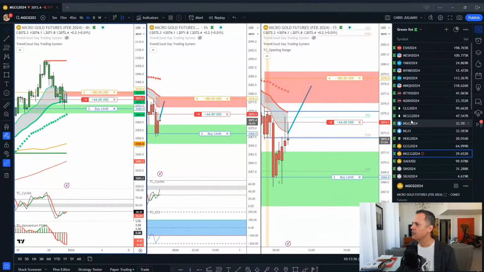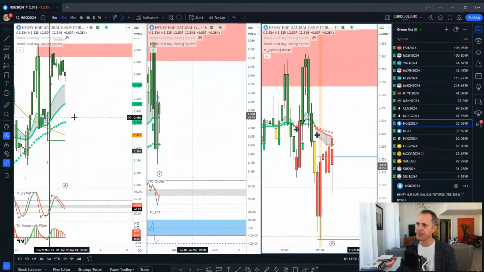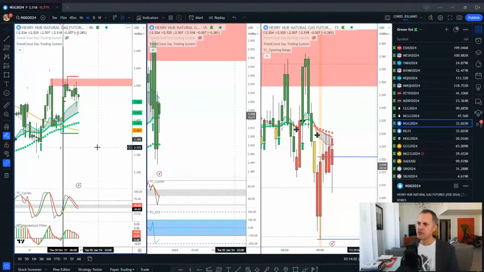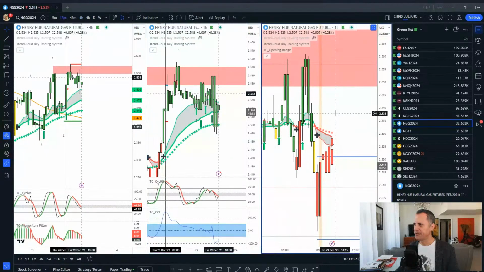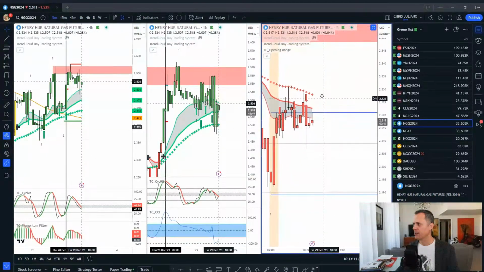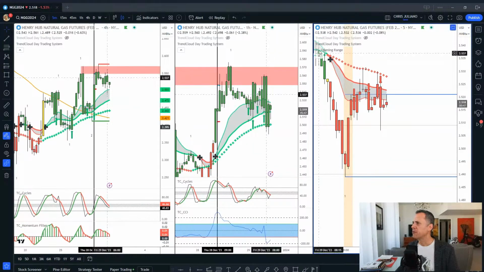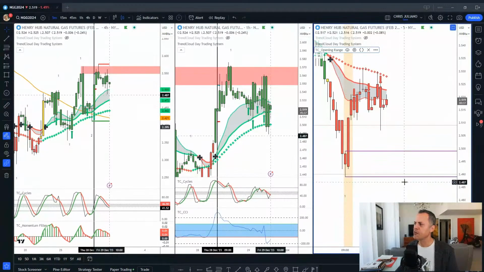Natural gas, now this is an energy commodity, right? So we're going to be using the 5-minute opening range. Let's go over there. Okay. Here's the TrendCloud opening range tool right here. All right. Just click onto the little gearbox and there you go. You just click on 5-minute and now you got yourself the 5-minute opening range.